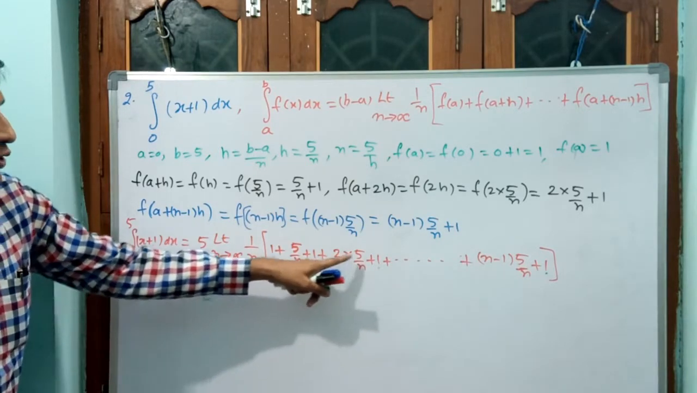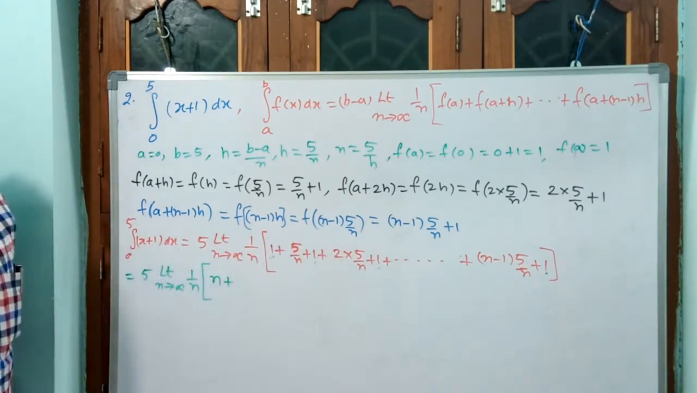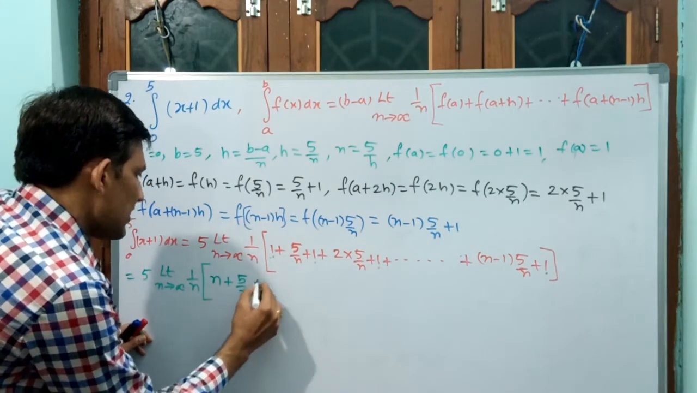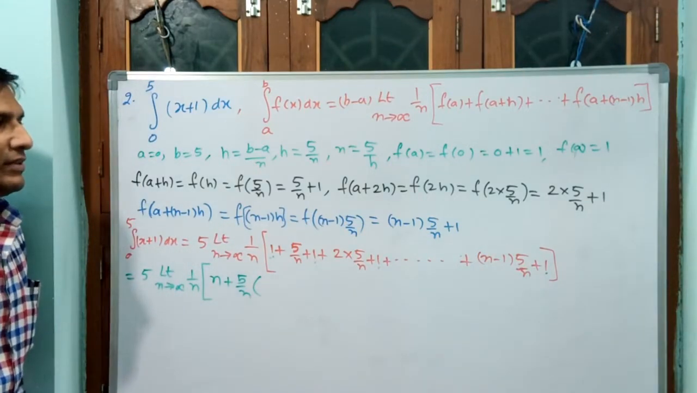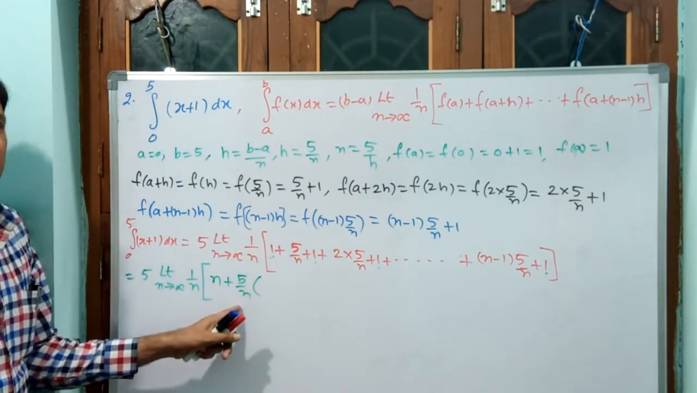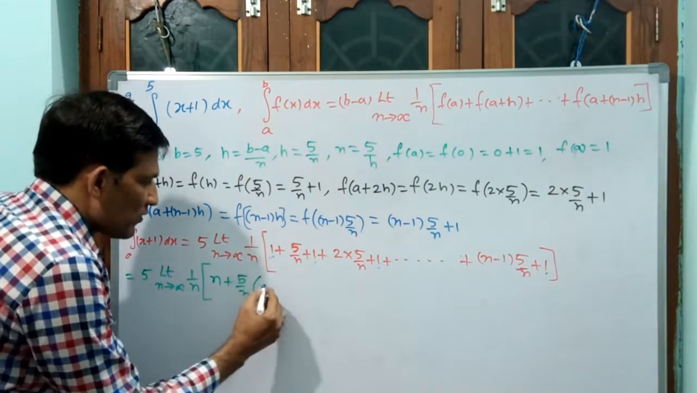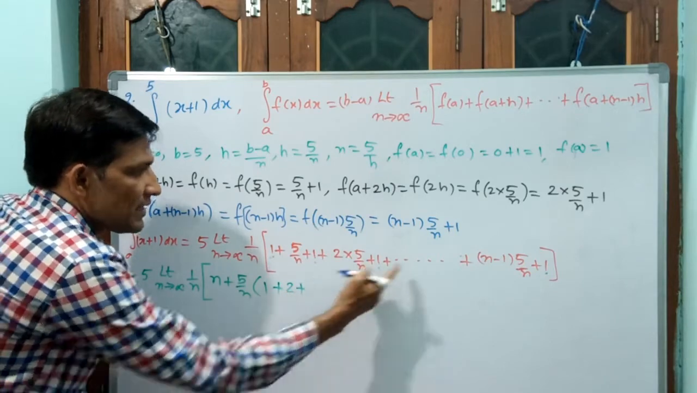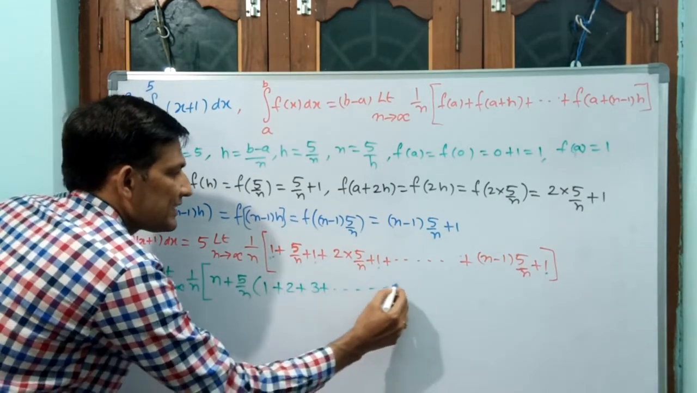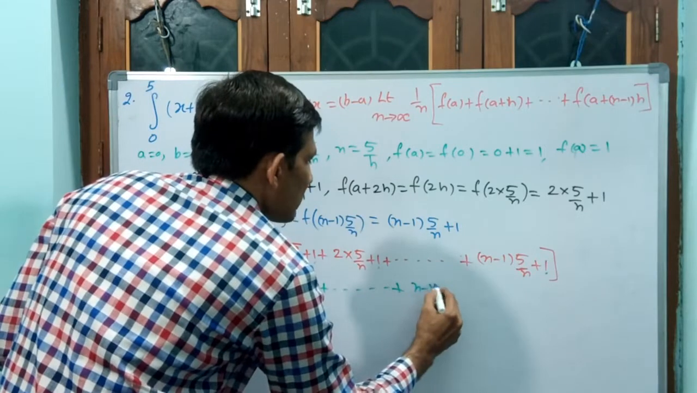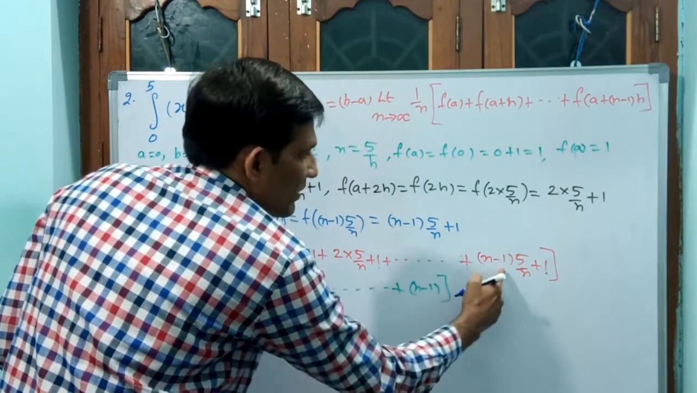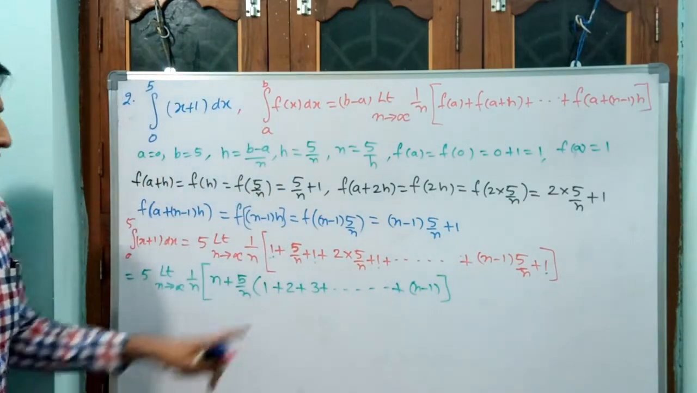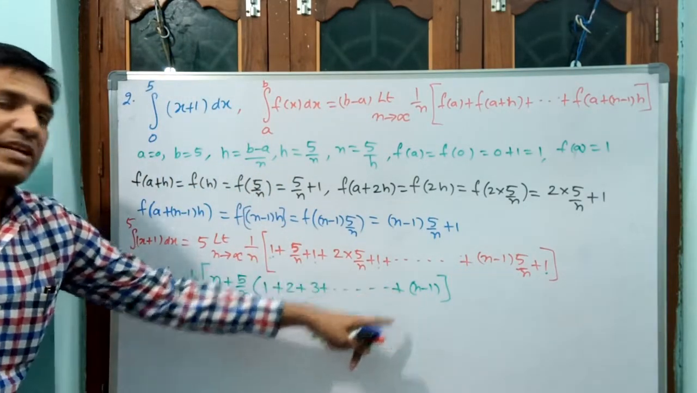5 by n, 2 into 5 by n, 3 into 5 by n. Then what I am doing? I am taking 5 by n common. Observe carefully. If you take 5 by n outside, 1 plus 1 5 by n gone, that means 2 plus another 5 by n gone, 3 plus, like that it will go up to n minus 1. Why? Because 1 already taken away, 5 by n also taken away, only n minus 1 will be there. 1 plus 2 plus 3 plus up to n minus 1 we know very well.